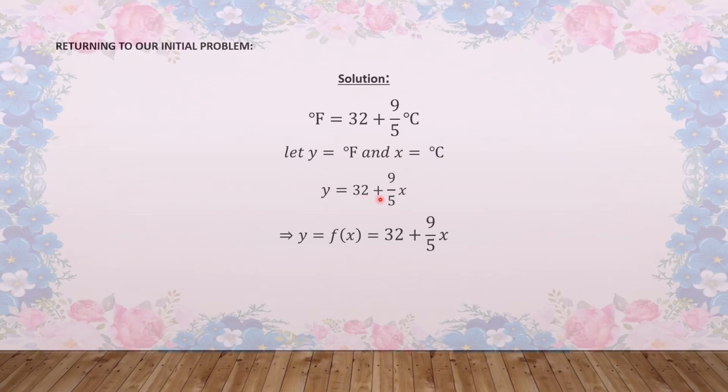This 32 plus 9/5 x becomes your f of x. You can actually replace this with f of x. So essentially what you're doing is that y, which is equal to f of x, is equal to 32 plus 9/5 x. Alright? And then from there, we start with step 1. Here's just step 1. Let y equal the function.